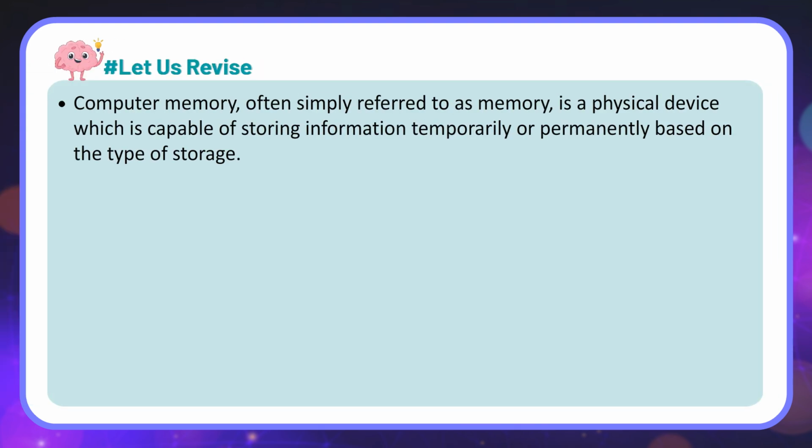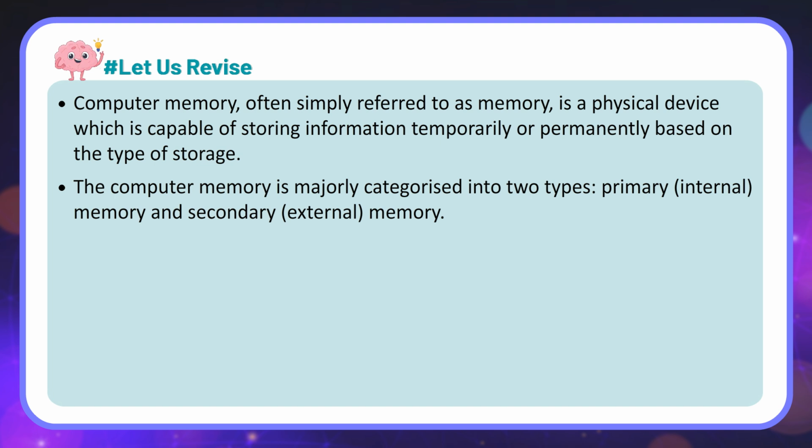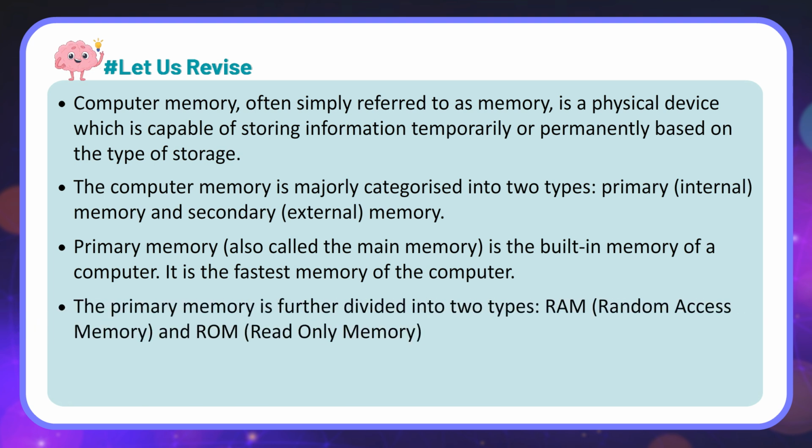Let us revise. Computer memory, often simply referred to as memory, is a physical device which is capable of storing information temporarily or permanently based on the type of storage. The computer memory is majorly categorized into two types: primary, internal, memory and secondary, external, memory. Primary memory, also called the main memory, is the built-in memory of a computer. It is the fastest memory of the computer. The primary memory is further divided into two types: RAM, random access memory, and ROM, read-only memory.